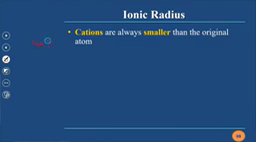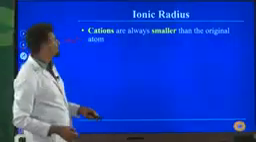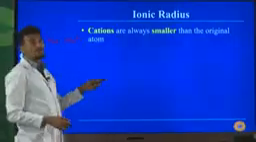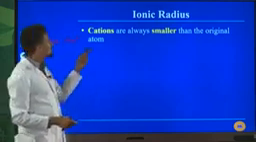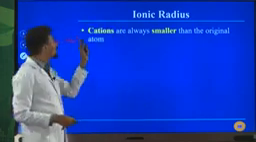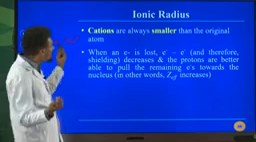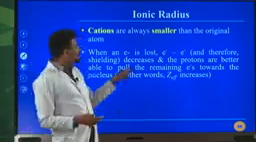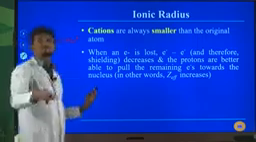This one has greater radius when compared with the sodium ion. This is a cation, okay? Because we have a positive charge on this atom, it can be named as a cation, the sodium ion. All the time, cations are always smaller than the original atom. Why? Because of Z effect. As Z effect increases, the atomic radius decreases.